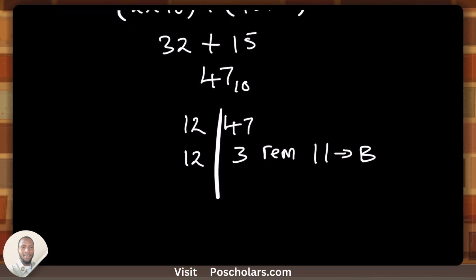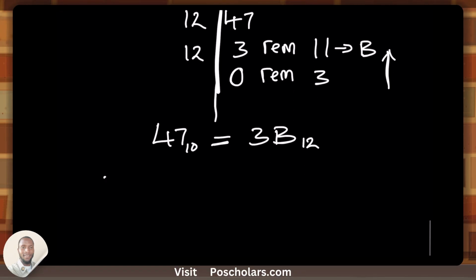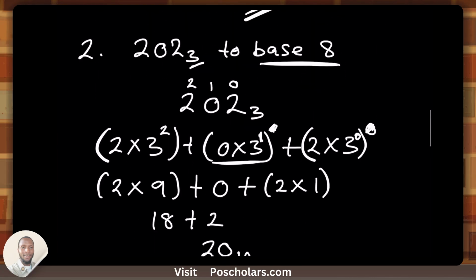Again, 12, how many 12 can you find in 3? That's 0, remainder 3. So when you count from the bottom, you have succeeded in converting 47 base 10 to a number in base 12 or duodecimal, which is 3b base what? 12, right? So finally, you can present your answer by saying, therefore, 2f base 16 is equal to 3b base what? 12 or in duodecimal. I believe it is well understood.